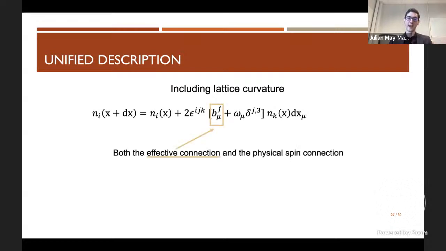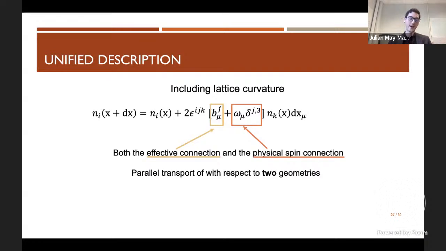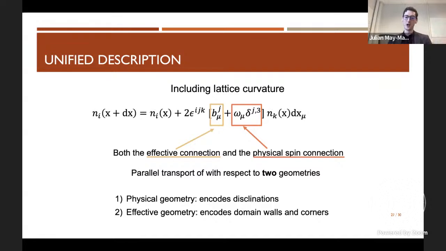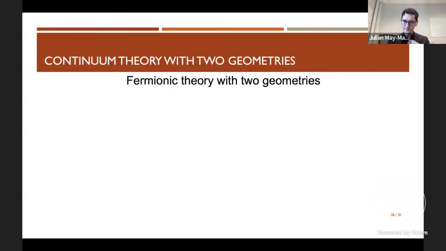Now we can see that both the effective connection B as well as our physical spin connection omega appear here. Following our same GR textbook intuition from before, we can now identify this expression as being the parallel transport with respect to two geometries. First, there is a physical geometry, which is going to encode disclinations, which is omega. And second, the effective geometry B, which is going to encode domain walls and corners.